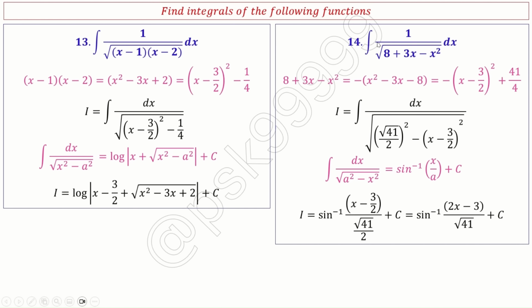Okay, this is also exactly similar to this. I just convert this 8 plus 3x minus x square into this form, nothing but 41 by 4 minus x minus 3 by 2 whole square. Okay, this is the form. So this is nothing but integration of dx by square root of a square minus x square, which is sine inverse of x by a plus constant. So I wrote here, this is the answer. Okay, next.